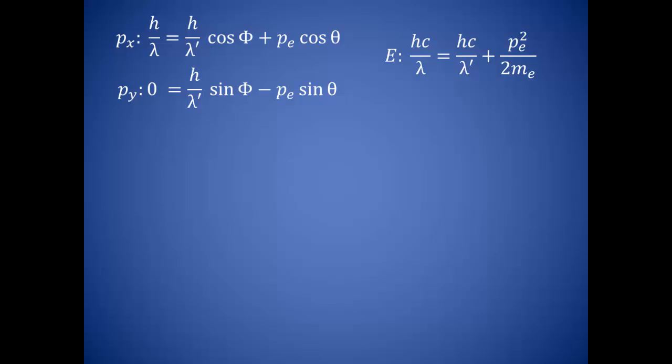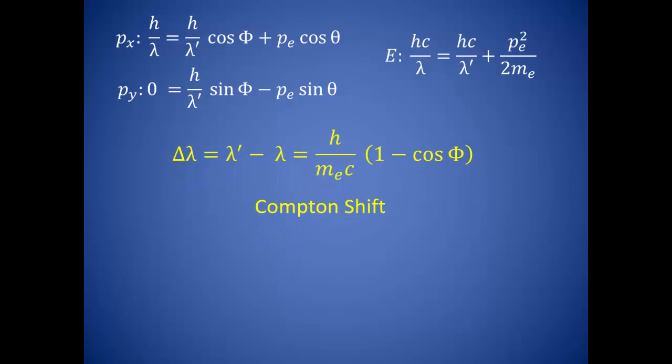We are pretty interested, however, in the shift in wavelength, or delta lambda. Of course, delta anything is final minus initial, so it is lambda prime minus the incoming wavelength. This is what is known as the Compton shift. Now there's a lot of math involved here that we really don't care about today, so we are going to wave our magic math wand and find that the change in wavelength is equal to h over the mass of the electron times c, all of that times 1 minus the cosine of phi.